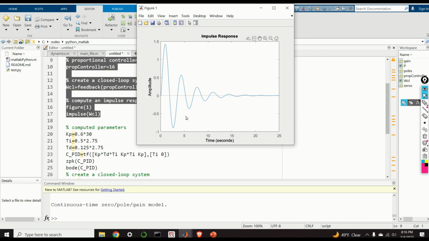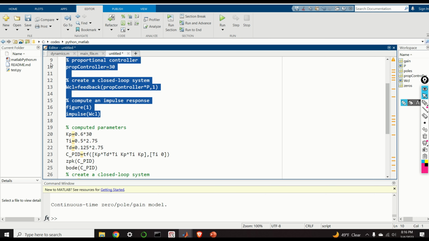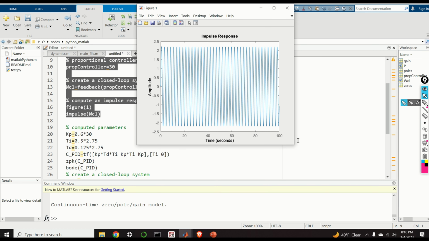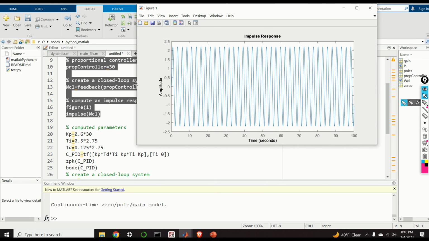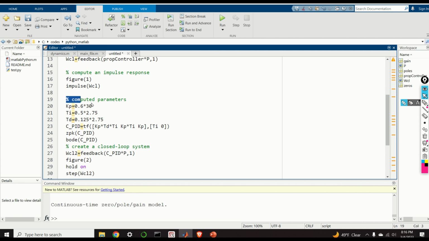Okay, so here's the impulse response for Kp equal to 16. So let us increase Kp, for example, to 30, and let us see the response. Let's see what happens. Okay, so here's the response, and this is the graph I explained previously, and from this graph we can obviously read the critical period. Okay, now we can compute the parameters by using the Ziegler Nichols method. Here's the implementation. I take my Kp that's equal to 30, I take my critical period, and I compute my Kp, Ti, and Td.